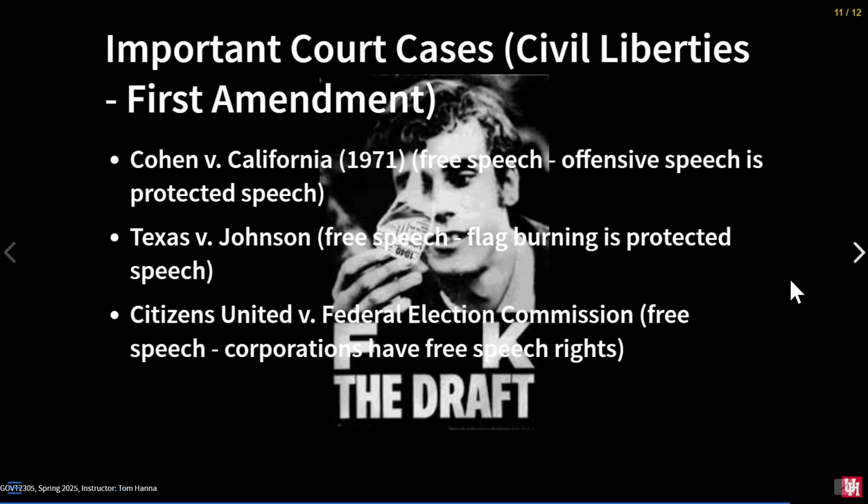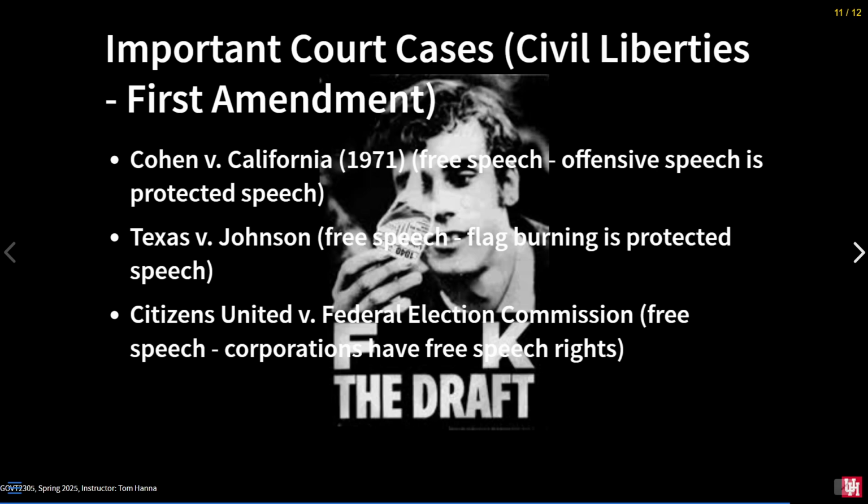Some more important First Amendment cases. The first one is also during the period of the Vietnam War, also involves the draft. In 1971, California had a disorderly conduct law against using offensive speech or profanity. Mr. Cohen was wearing a jacket.